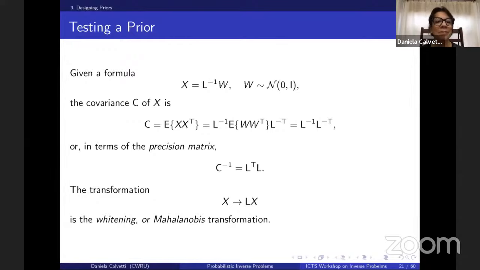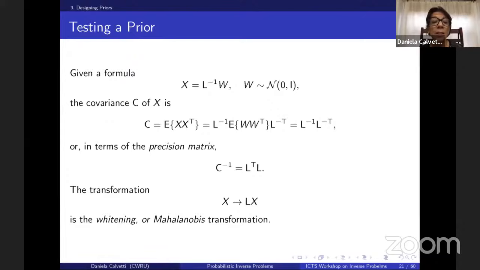After all, this is a linear system. We can say that X is equal to the inverse of L times W. L1 and L2 were both invertible. And now X is a random variable. So I'm going to go through the formula for computing the covariance of X, which is the expectation of X times X transpose. And it is pretty straightforward to see that since W has a covariance equal to the identity, the covariance of X is simply L inverse times L inverse transpose.